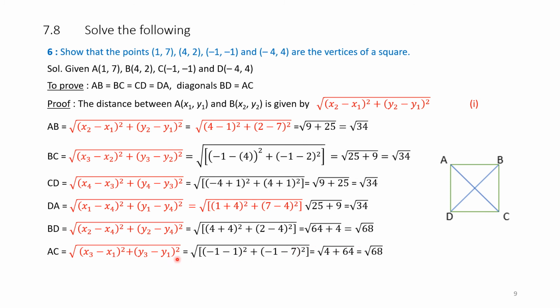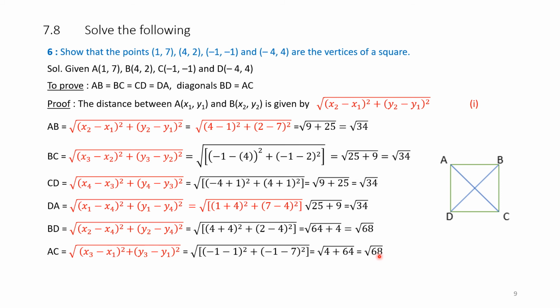AC is given by square root of within bracket x3 minus x1 whole square plus y3 minus y1 whole square, that is minus 1 minus 1, that is minus 2 whole square. Minus 2 whole square is 4. Y3 is minus 1, y1 is minus 7, and minus of minus, that becomes minus 1 plus 7, that is 8... Minus 8 whole square is 64. Minus 2 whole square is 4. That becomes 4 plus 64. That is equal to 68.